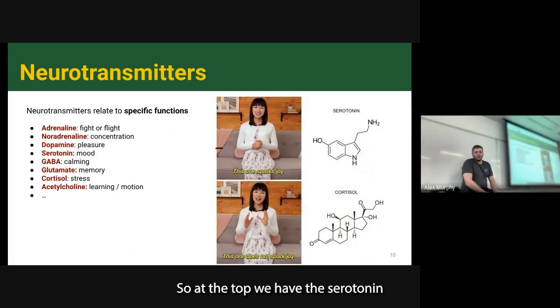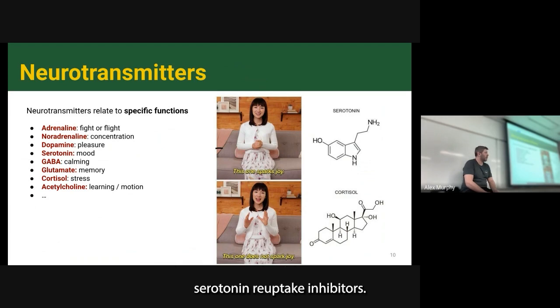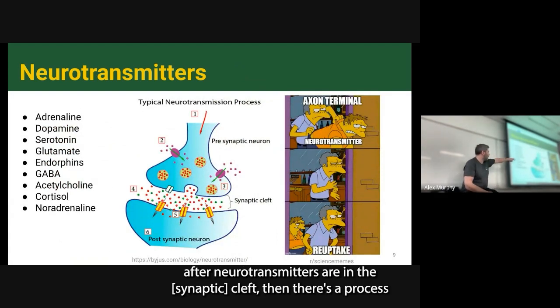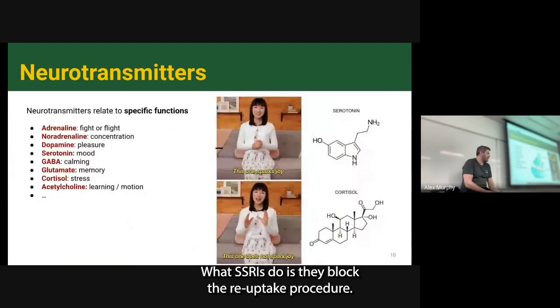So at the top we have serotonin. If you know anything about antidepressants, there's the class called SSRIs, which are selective serotonin reuptake inhibitors. If you look at this Simpsons cartoon at the end, you can see after the neurotransmitters are in the cleft, there's a process to reuptake them back in and then repackage them into vesicles. What SSRIs do is block the reuptake procedure.